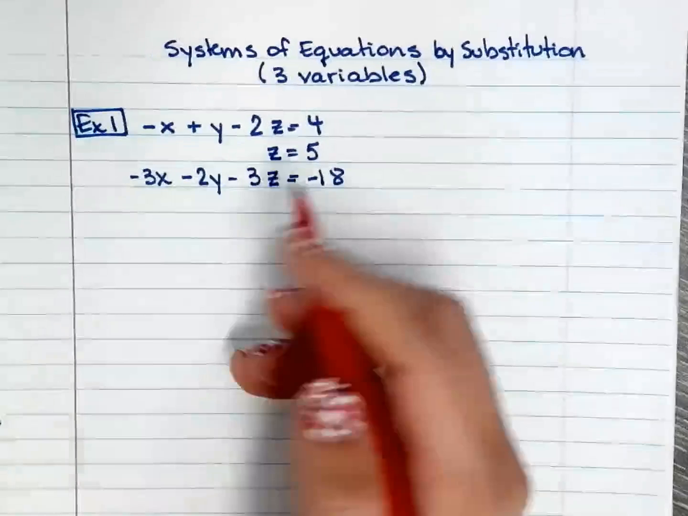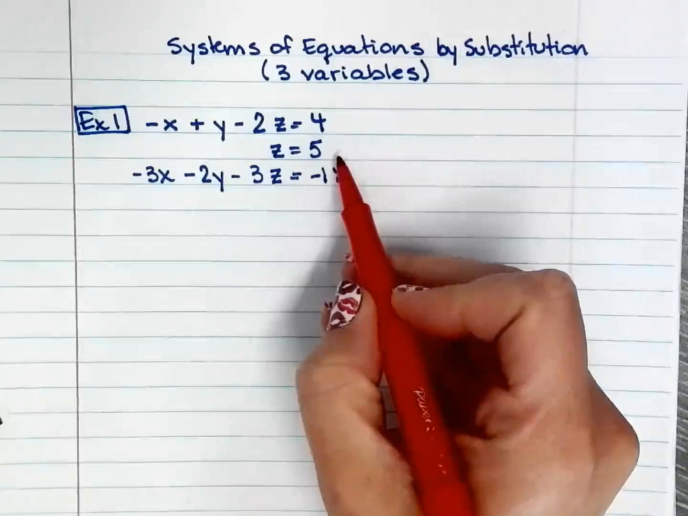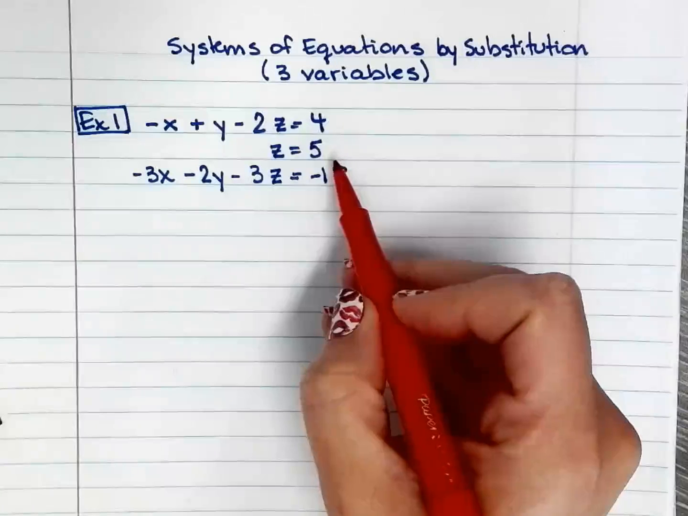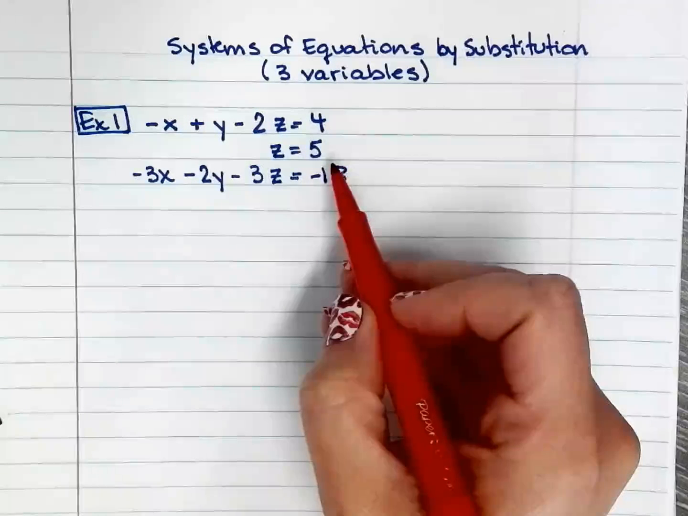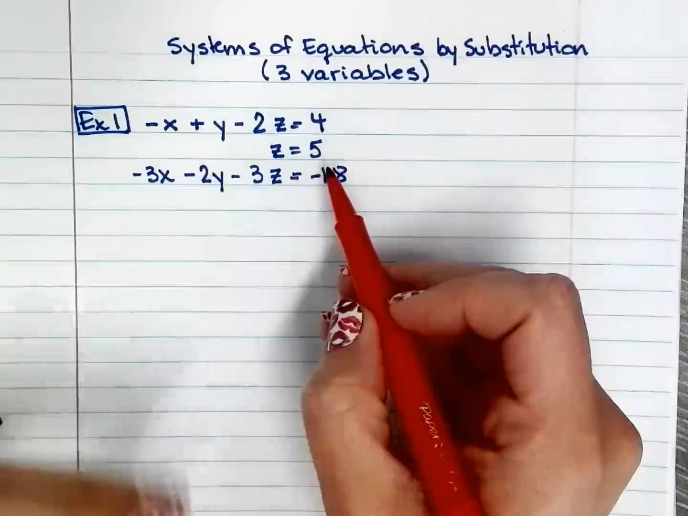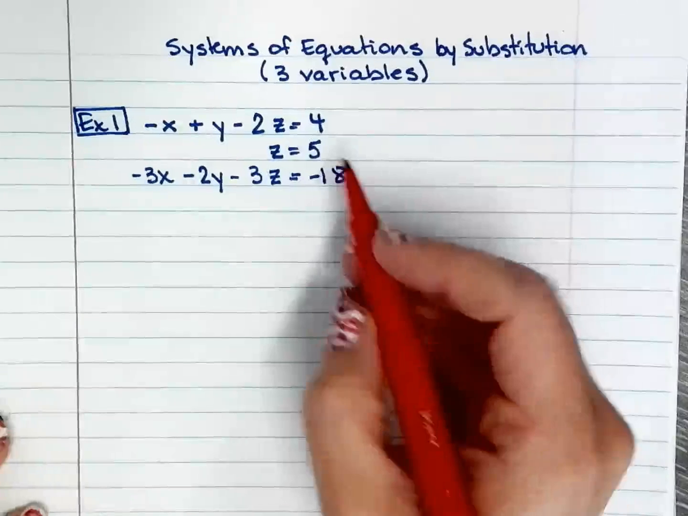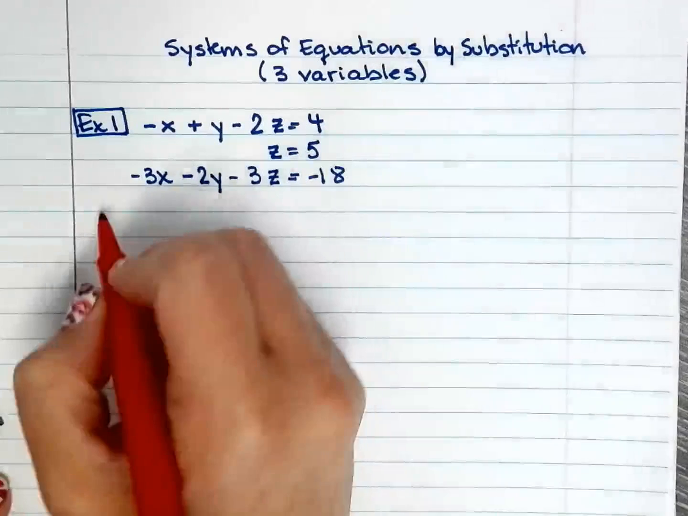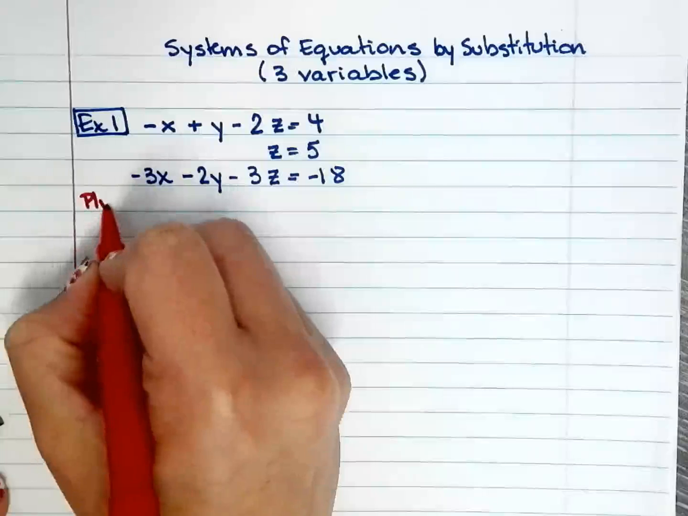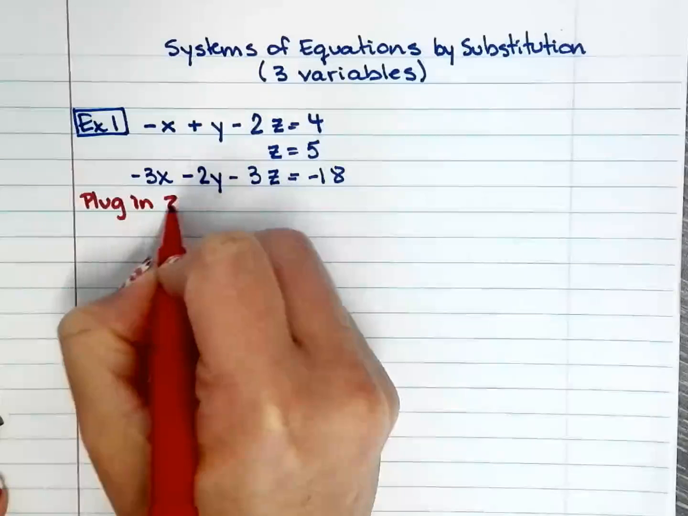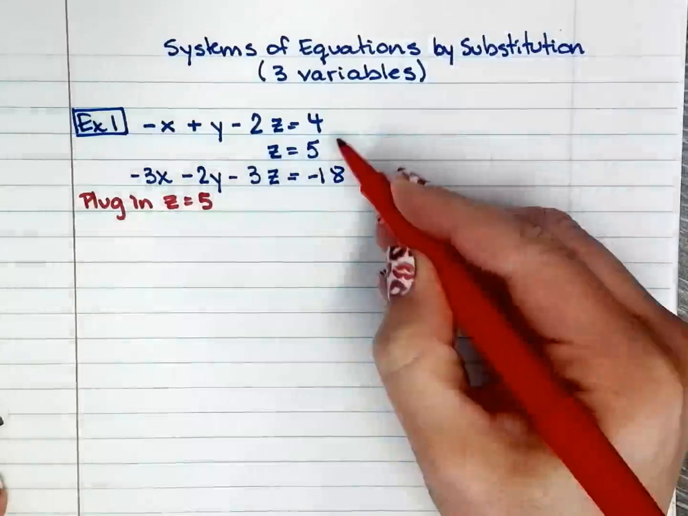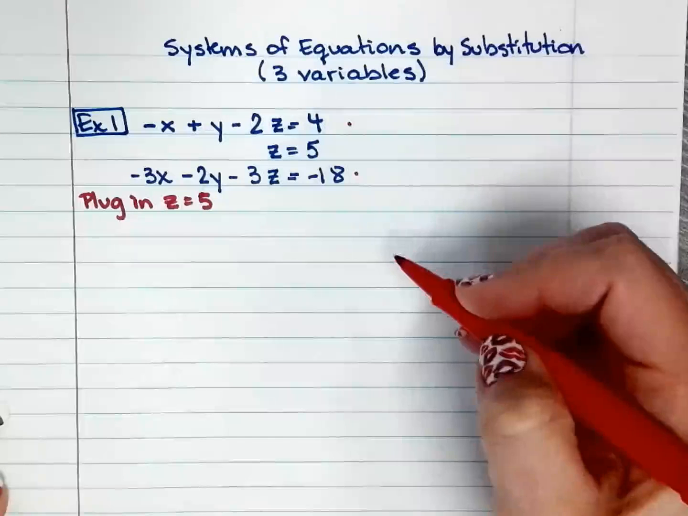Everything will be okay. The good thing is that in the first example, we have z already given to us, so we don't have to go out of our way to solve for z. So z is right there, simply z equals 5. I'm going to use that to my advantage. So I will plug in z equals 5 for both equations, for this one and also this one.